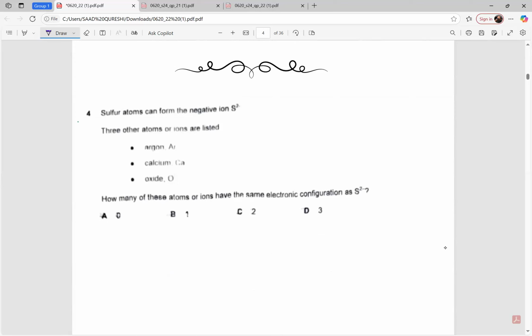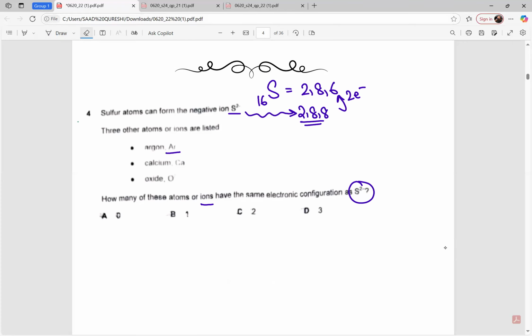Next question, sulfur atoms can form the negative ion sulfide. Okay, how many of these atoms or ions have the same electronic configuration as sulfide ion? So if we see sulfur atomic number is 16. So its electronic configuration is 2, 8, and 6. When it gains 2 electrons, its configuration becomes 2, 8, 8. So the sulfide ion configuration is 2, 8, 8. For argon, the atomic number is 18, so its configuration is 2, 8, 8, which is the same as sulfide ion.